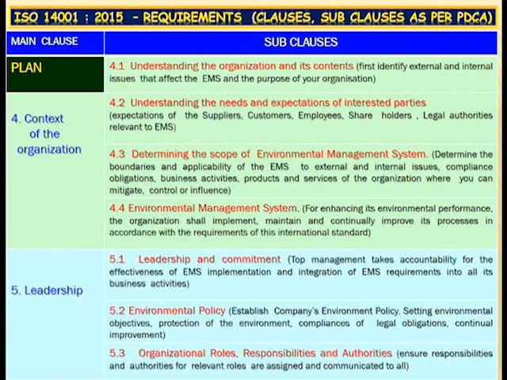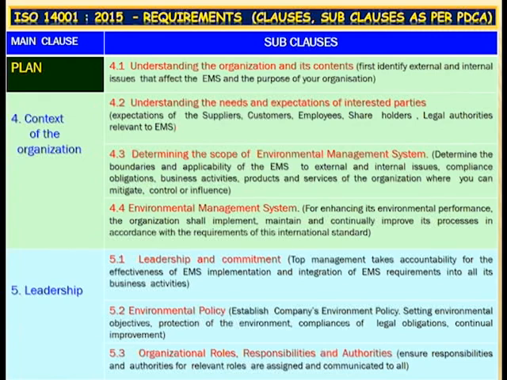Now let's see the structure of ISO 14001 PDCA and clauses explained in detail. Let's see the main clauses and subclauses from clause 4 to clause 10 and how they are grouped under the PDCA cycle. Under plan, clause 4 is the context of the organization. Subclause 4.1 is understanding the organization and its context, meaning first identifying external and internal issues that affect the purpose and also the goals of your organization.